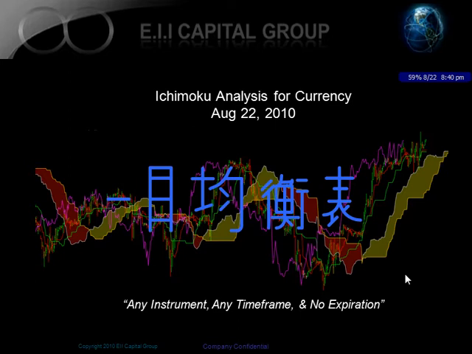This is a weekly Ichimoku analysis for the currency market. We'll begin because we've got a lot to cover.